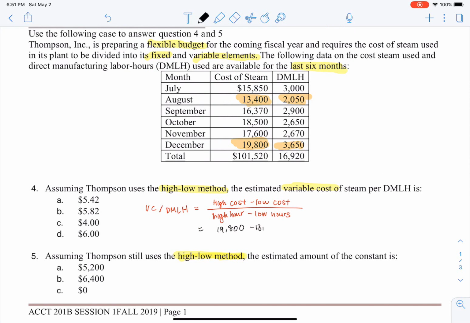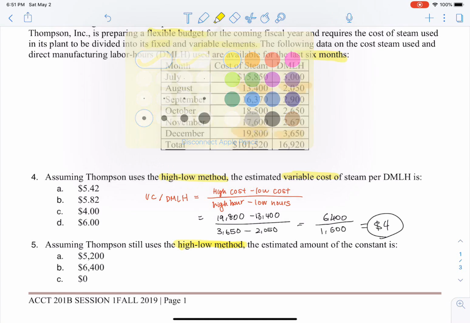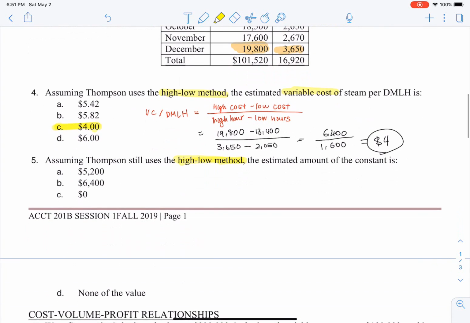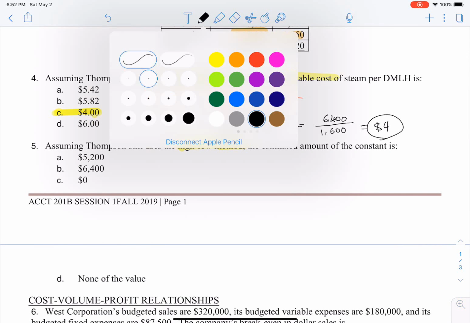19,800 subtract 13,400 divided by 3,650 subtract 2,050, and this is 6,400 divided by 1,600, and this is $4, and that's the answer. So which is C. And now move on to number 5.